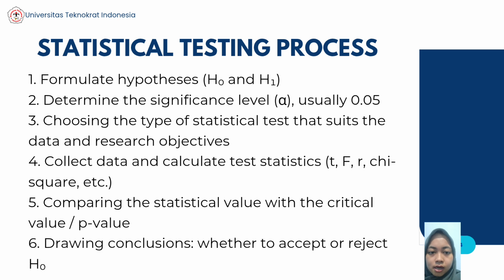4. Collect and analyze the data. Collect your data and compute the test statistic, such as t, F, chi-square, or another. 5. Compare with the critical value or p-value. Use a statistical table or software to determine the p-value and compare your test statistic with the critical value. 6. Draw a conclusion based on your p-value and significance level. Decide whether to reject or accept the null hypothesis.